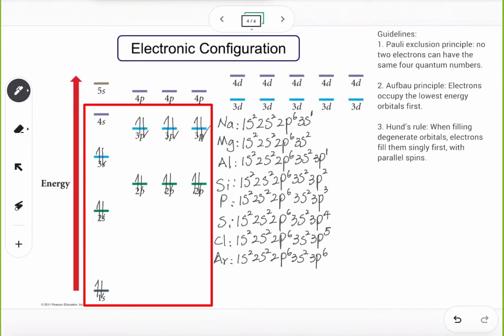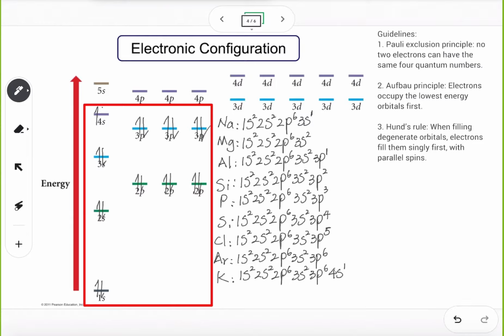Now this is the 18th element, argon. The next element, potassium, 19 electrons. So in this case, the 19th electron should be on the 4s orbital. So 1s2, 2s2, 2p6, 3s2, 3p6, 4s1.